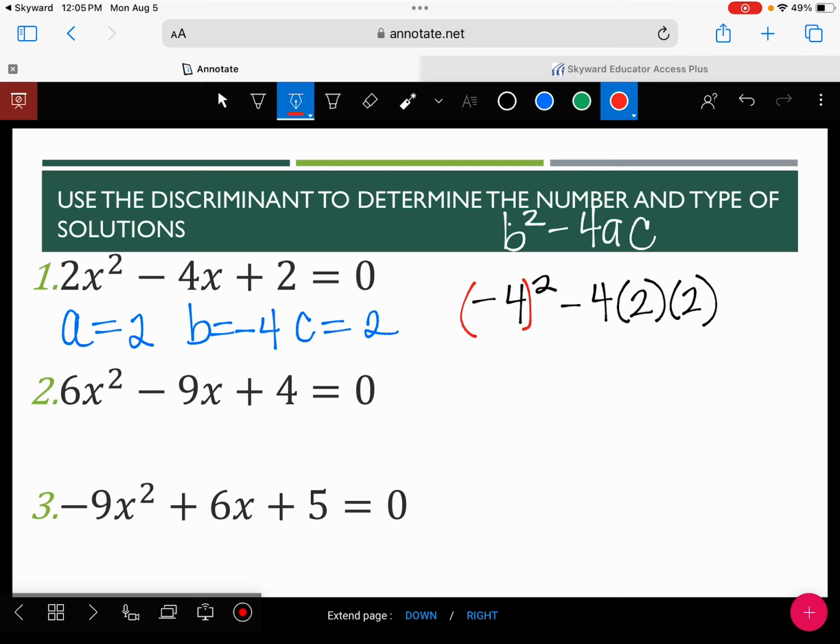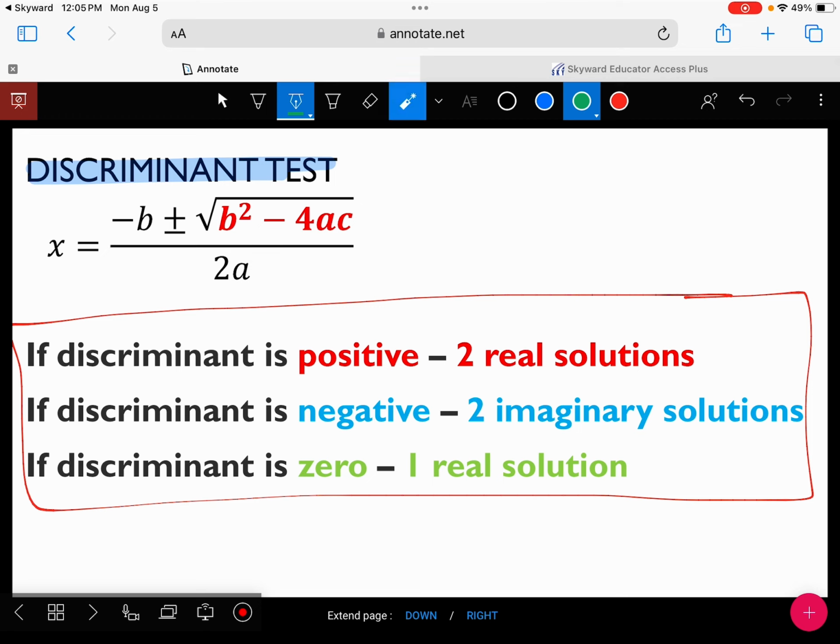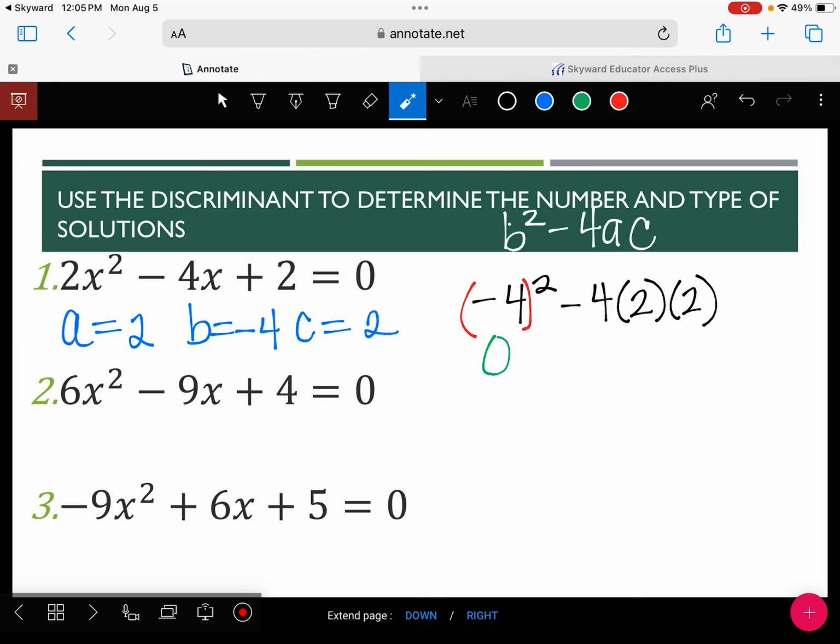So let me see if I could do this without a calculator. So 4 times 2 is 8. 8 times, so 16 minus, so 0. Who got 0? So because our discriminant is 0, going back to what we cut out, anytime you get 0, that means you have one real solution. This quadratic has one real solution. We don't know what that solution is. We just know that there's only one.